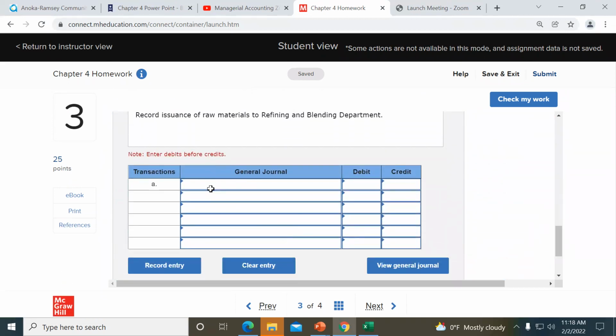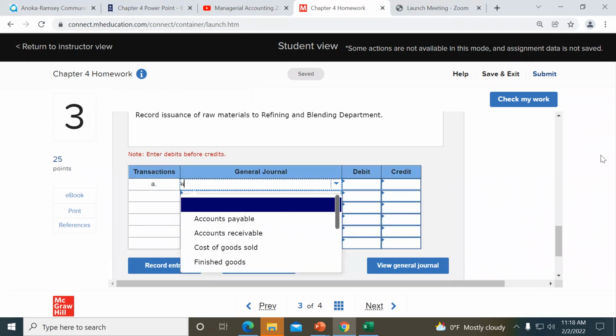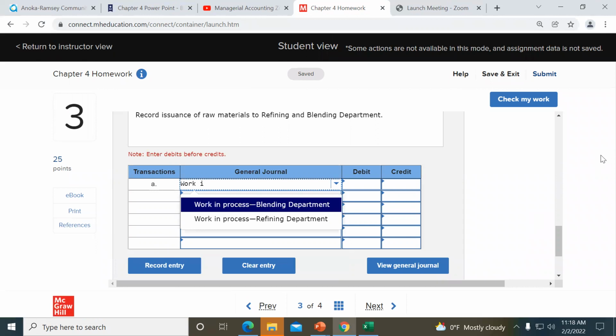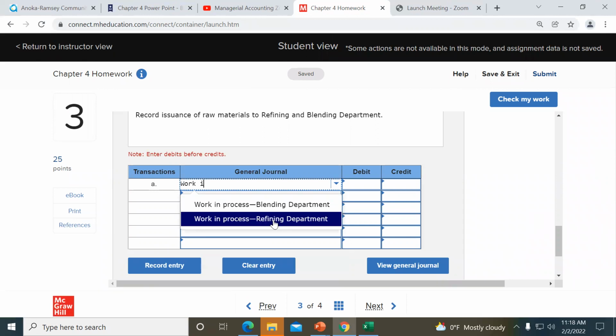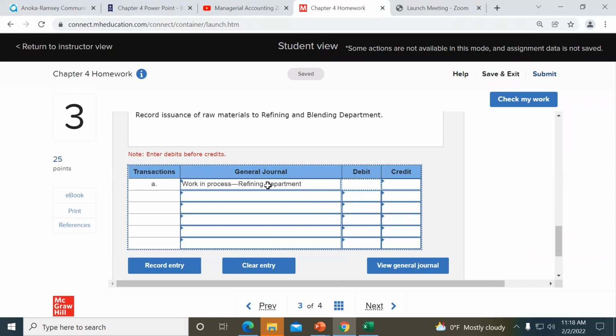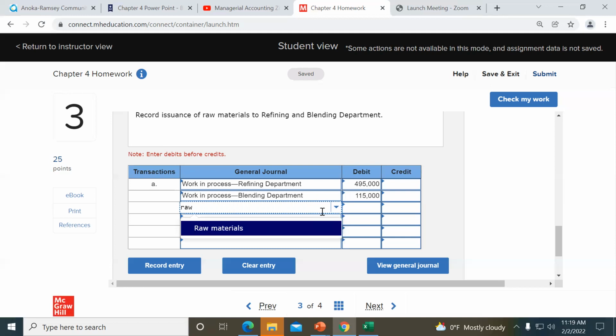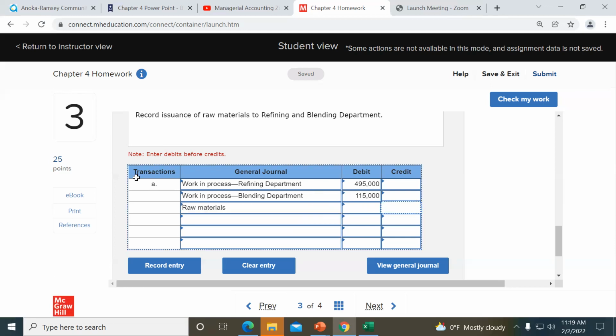So we'll show work in process. Work in process for the refining department is the $495. Work in process for the blending department is $115. And where does that come from? Raw materials, $610. Yes?